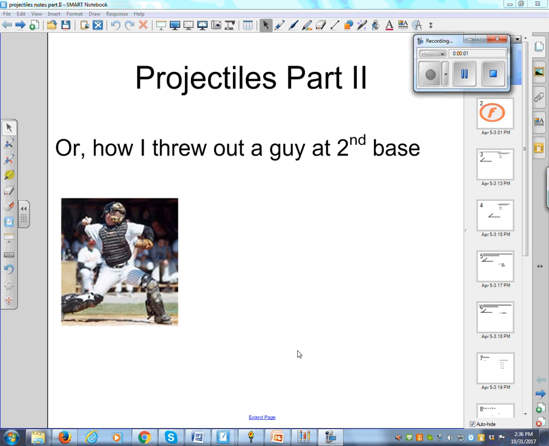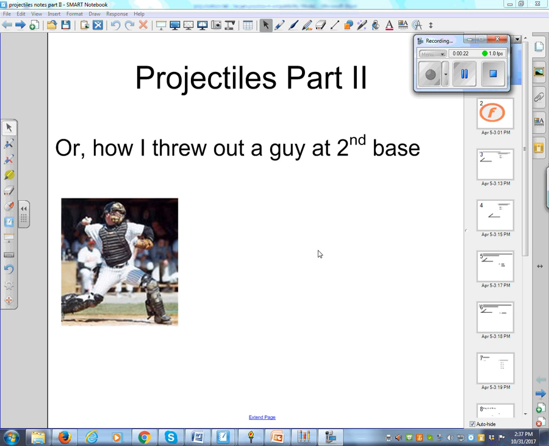Okay, so let's talk about projectiles part 2. I think these are type 2. I don't remember the type number because I just sort of think about them as visual types.